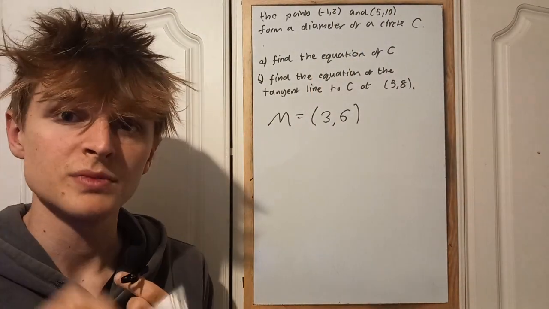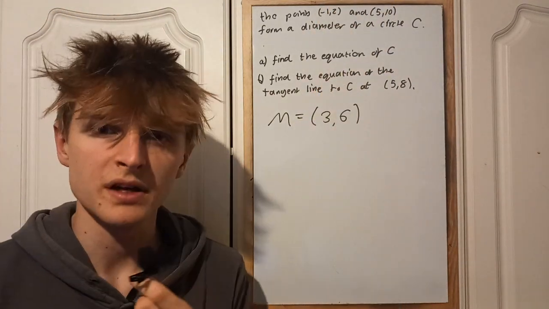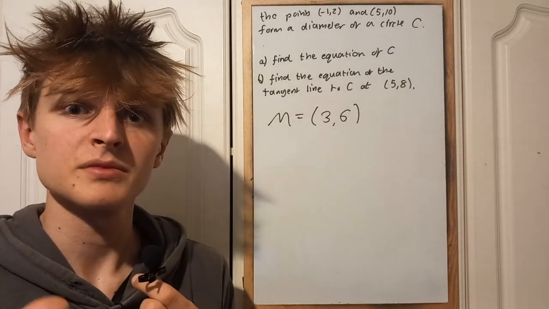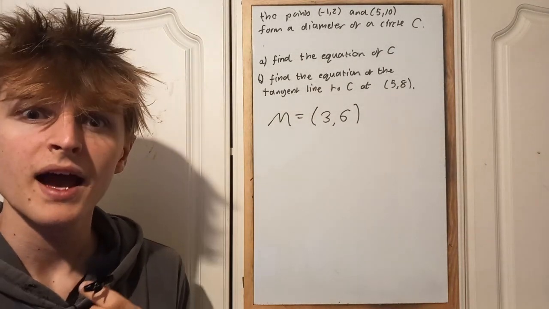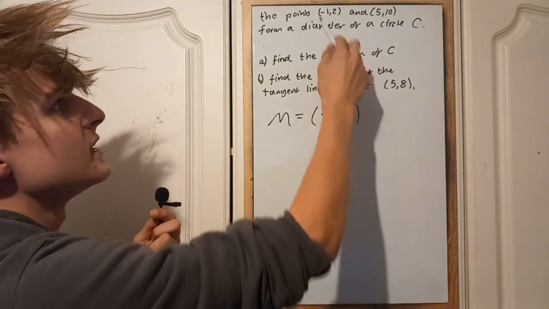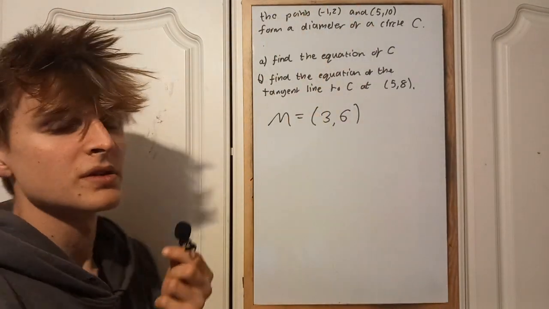Okay, that's fantastic. But how are we going to get the radius of the circle? Well, if you've watched my last video, you'll know exactly how. We've got two points that form a diameter. So if we calculate the distance between those points, we can get the length of the diameter. And if we halve that, we'll get the radius, which is really cool. So let's use the distance formula that we derived last video on these two points to get the diameter.